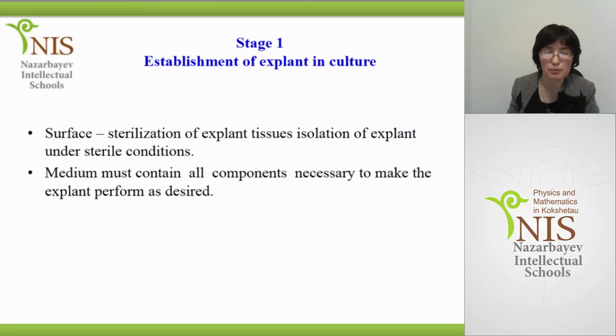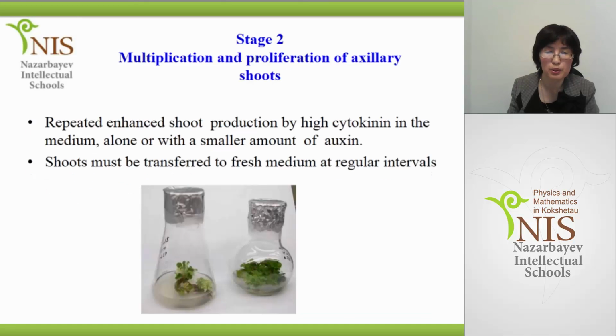Next stage, establishment of explant in culture. Surface sterilization of explant tissues, isolation of explant under sterile conditions. Medium must contain all components necessary to make the explant perform as desired. Next stage, multiplication and proliferation of axillary shoots, repeated enhanced shoot production by high cytokinin in the medium, alone or with a smaller amount of auxin. Shoots must be transferred to fresh medium at regular intervals.